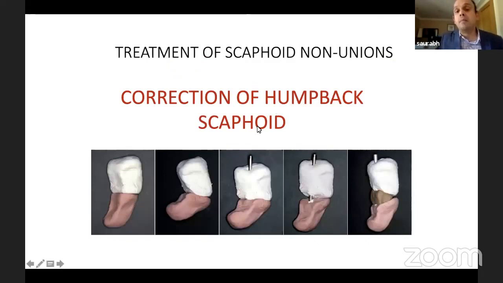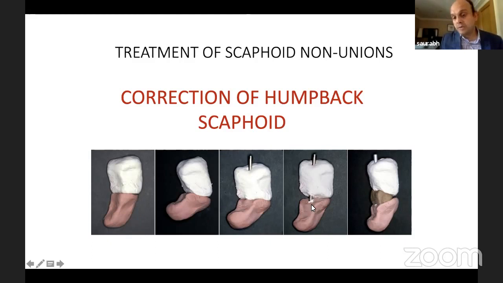So how do we correct a humpback? That's a normal scaphoid. That's a humpback, which I just showed you in the previous slide. You can see this is a normal intrascaphoid angle. This angle has increased, 60, 70, 80 degrees. Because all the collapse is from the front, you need a volar approach. You need to reorient it. And this is how you jack it out.